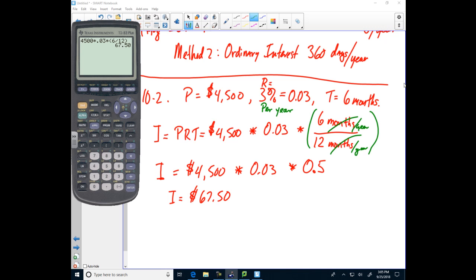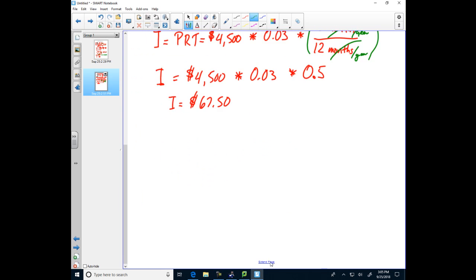Now, there's another part to that question. Let me scroll up a little bit here. It wants to know the maturity value. Let me change back to red. I like red. Maturity value is the total you have to pay back.